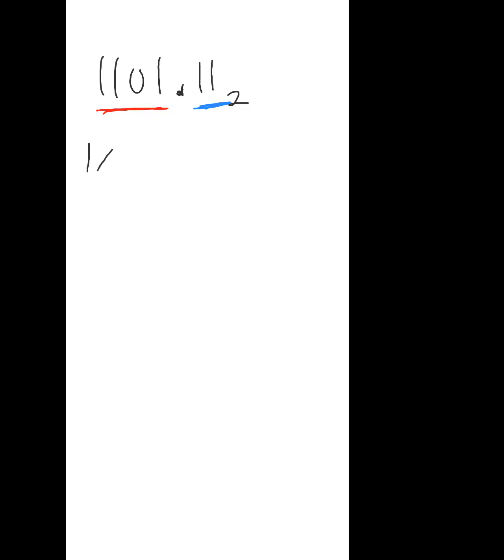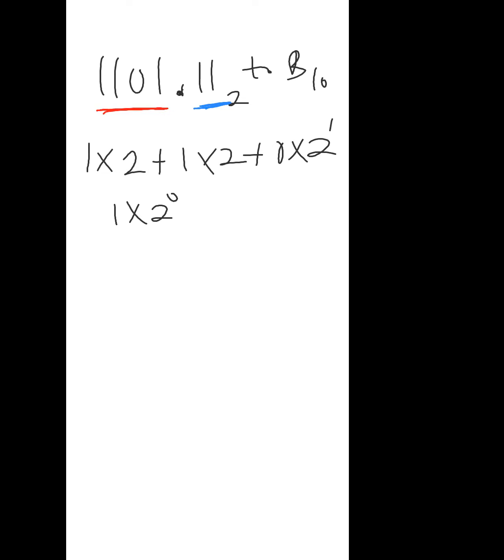Don't forget we are converting this to base 10. Let me just use capital B for base, then 10. So 1 times 2, plus 1 times 2, plus 0 times 2, plus 1 times 2. These are the ones underlined in red, the whole number part. The powers now will change: 0, 1, 2, then 3. I will still underline this with red to show that the expansion underlined in red is what I have here.